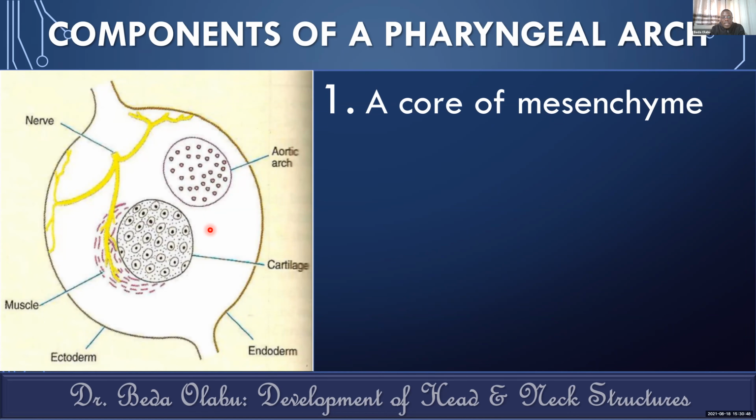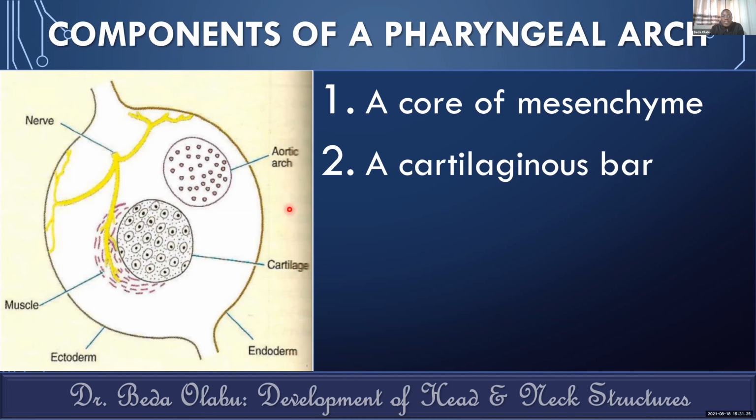This core of mesenchyme is lined externally by ectodermal layer and internally by the endodermal layer. So this is the arch, but internally it is lined by endoderm. So that means that the cavity of the pharynx is on this side, and externally it is lined by ectoderm, which means this is the side of the surface of the body.